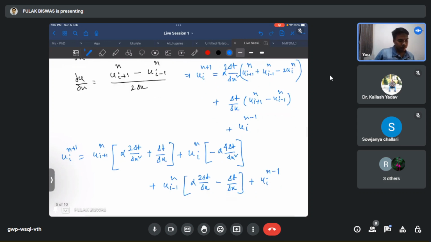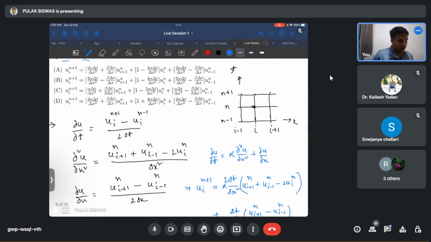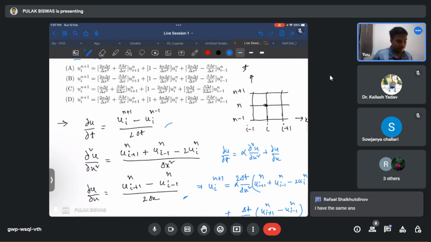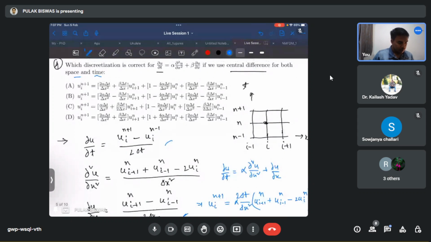So this one is coming if we use central difference for both time and space, but if you use the forward difference, then one of the options will come out correct, I guess. You can try that one: instead of the central difference for the time derivative, you use this one.